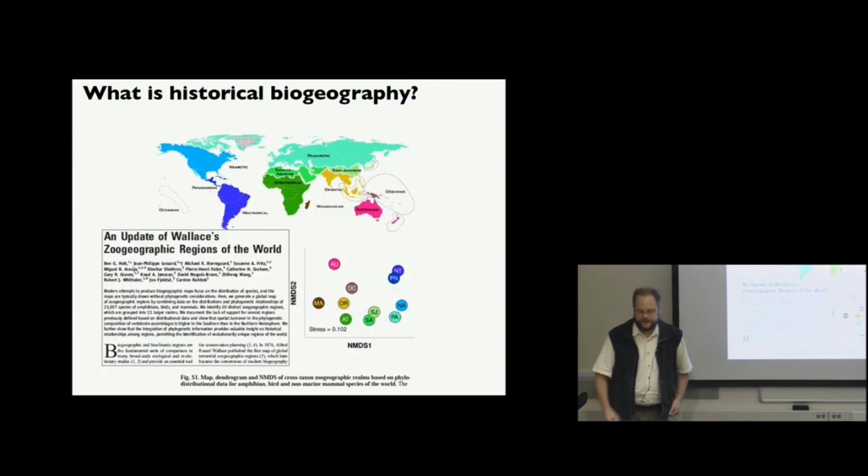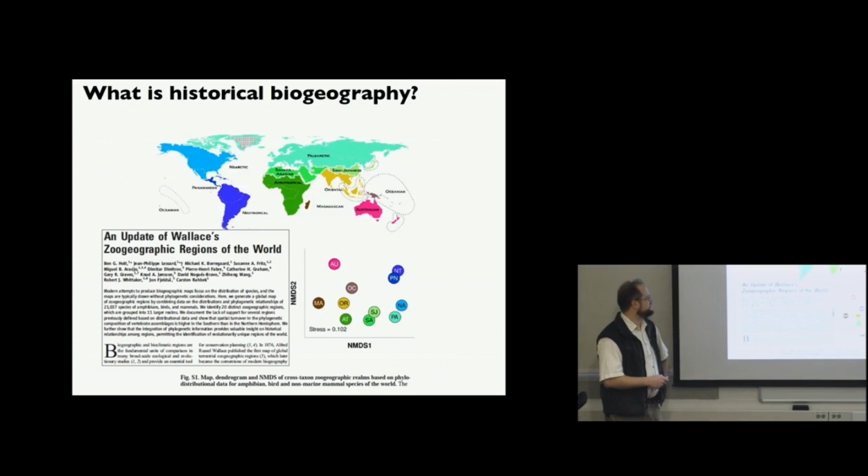Now we go to the complete other end of biogeography: the phylogenies. In this case, there was a Science paper that redid Wallace's biogeographic regions. Alfred Wallace developed the first big biogeographic classification of the planet. These authors took phylogenies of thousands of mammals, thousands of birds, and thousands of amphibians, and looked at how those clustered geographically in space. They recovered Wallace's basic regions with a few refinements.